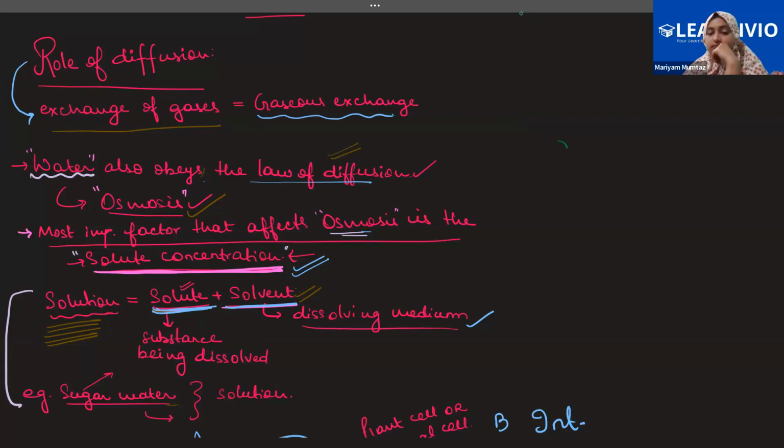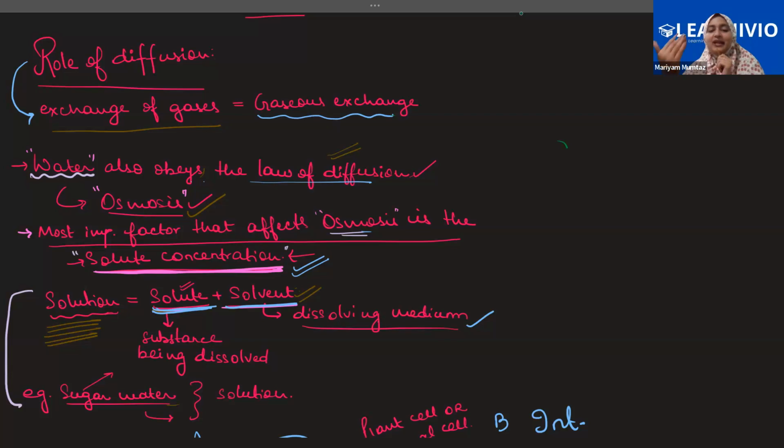hypertonic solution? Explain it nicely. Who can do that? Ma'am, can I? Sure. Ma'am, if the medium has a lower concentration of water than the cell, meaning that it is a very concentrated solution, the cell will lose water by osmosis. Such a solution is known as a hypertonic solution.